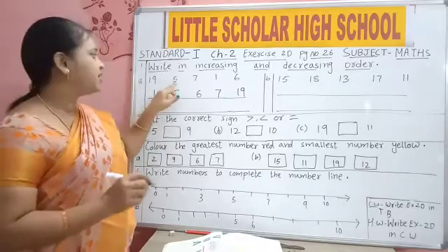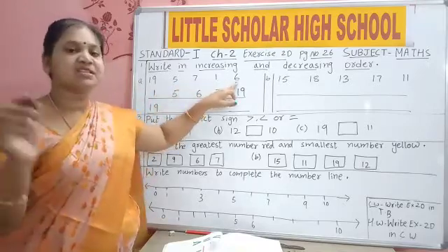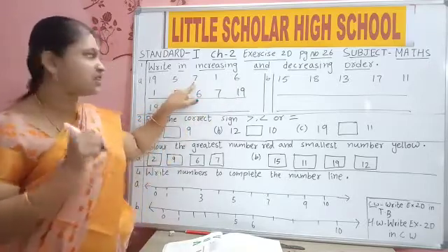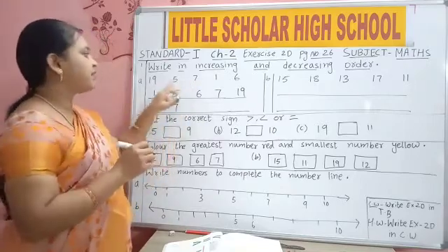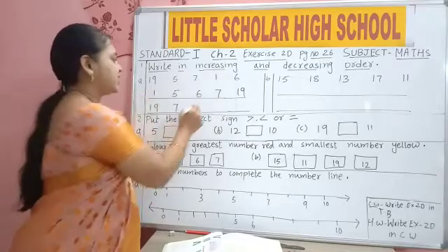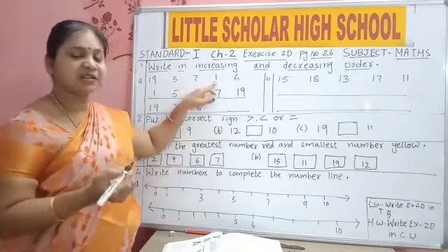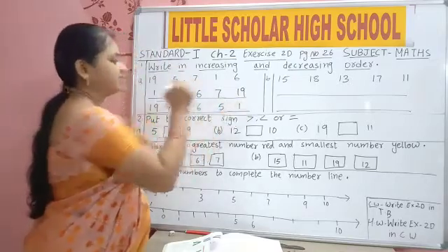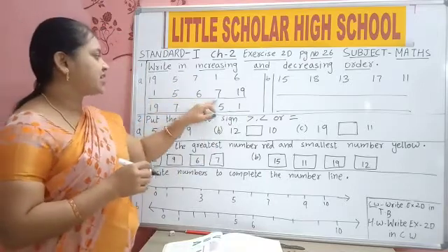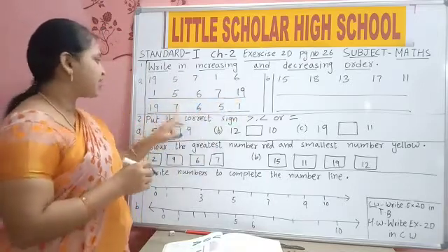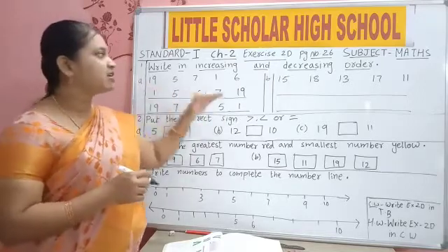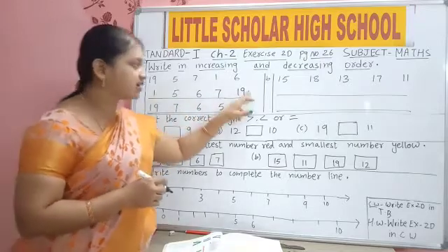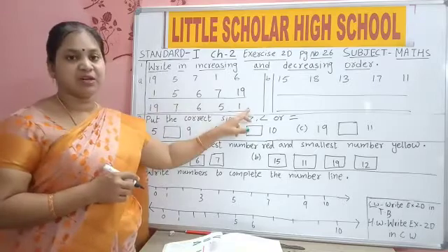Then compare 5, 7, 1, 6. Among these, which is greater? 7 is greater. After 7, now 5, 1, 6. Which is greater? 6 is greater. Then 5, 1. 5 is more. So 5, then comes 1. See? Increasing: 1, 5, 6, 7, 19. Decreasing: 19, 7, 6, 5, 1. See, increasing and decreasing orders are reversed. Here we write smaller to greater, and next we write greater to smaller.